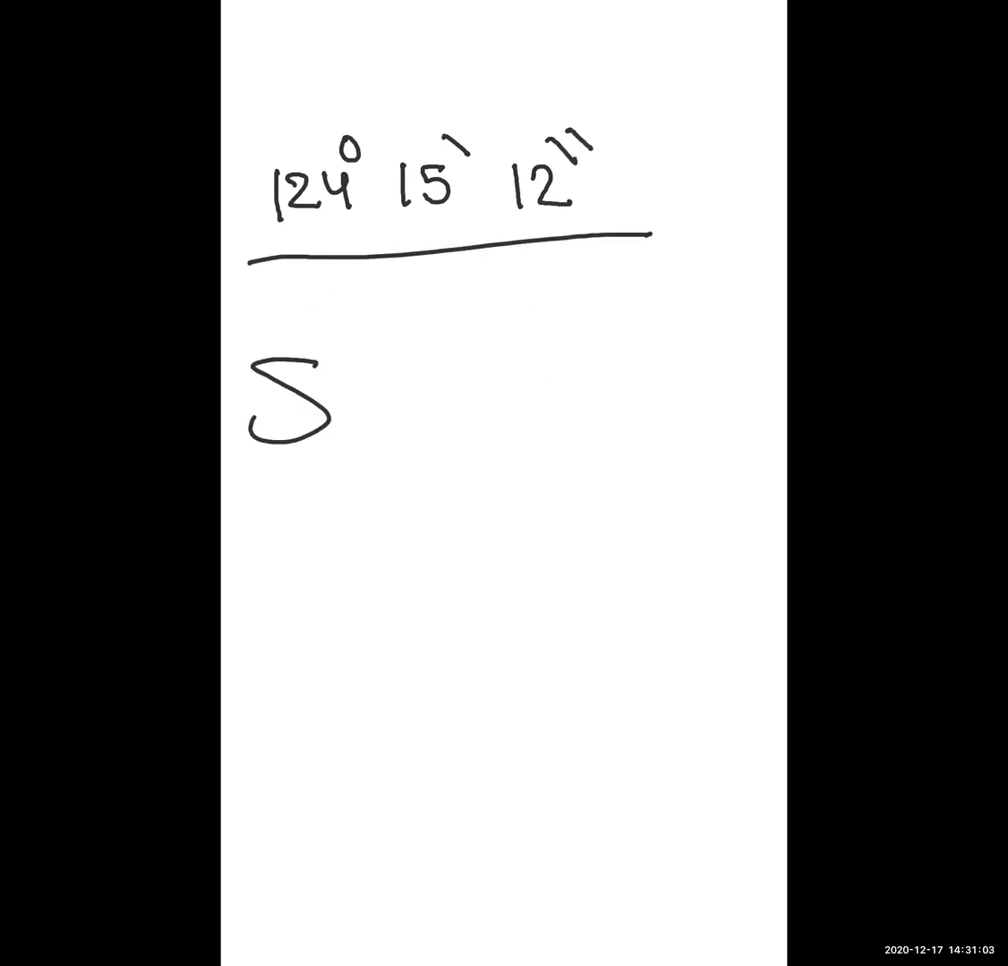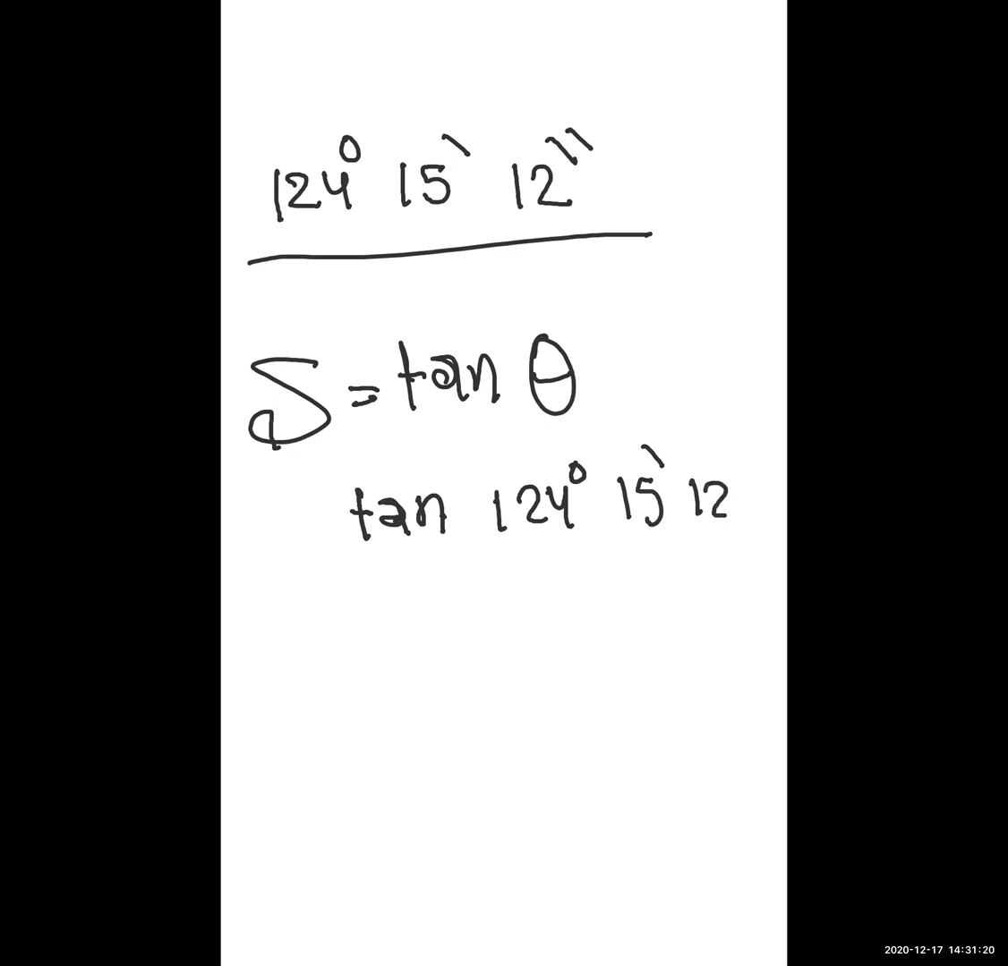The next example is to find the slope for this angle: 124 degrees, 15 minutes and 12 seconds. It will be exactly the same, because the slope will equal tan theta. So now it will equal tan of this angle, which is 124 degrees, 15 minutes and 12 seconds. Using the calculator, it will approximately equal negative 1.4685.